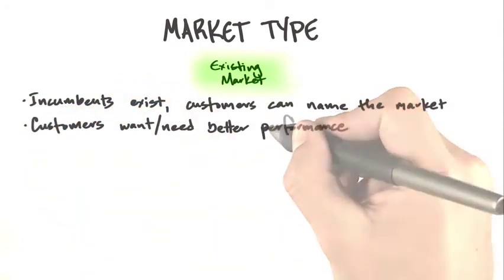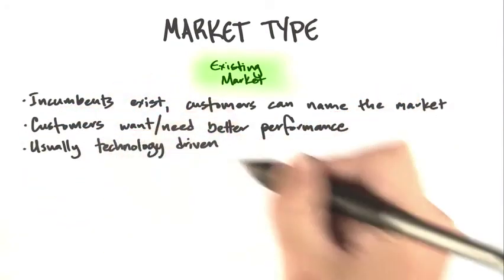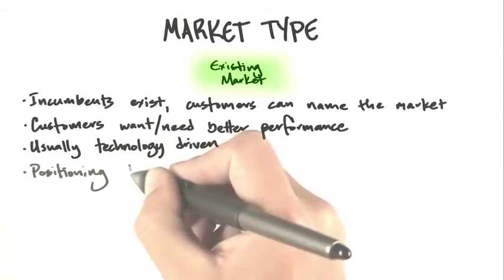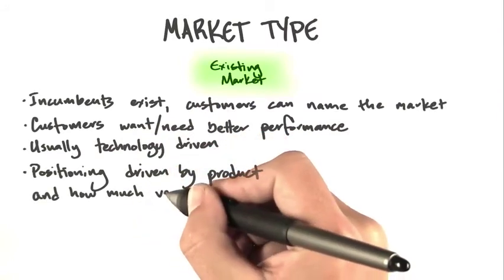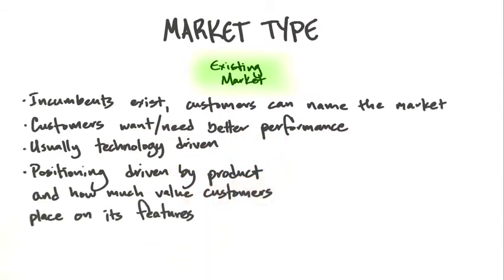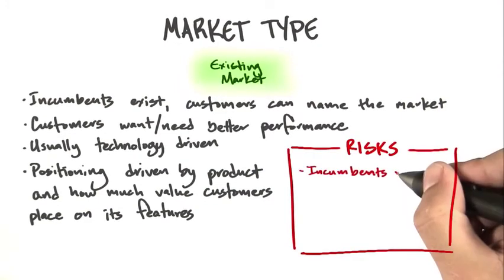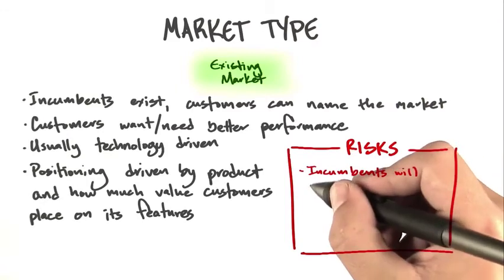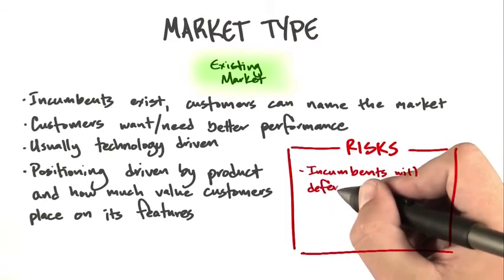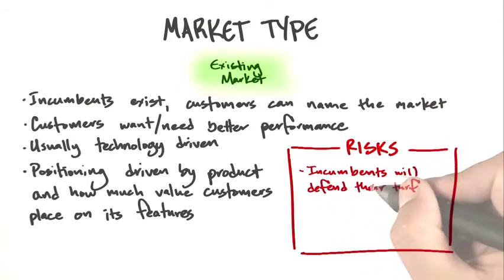Again, a little further definition: in an existing market, incumbents exist, customers can name the market, customers want or need better performance, and it's usually a technology-driven play. Positioning is driven by the product and how much value customers place on its features. The risk in an existing market is thinking that the incumbents are dumb. Typically, incumbents, unless they're large corporations that are falling asleep, will defend their turf.